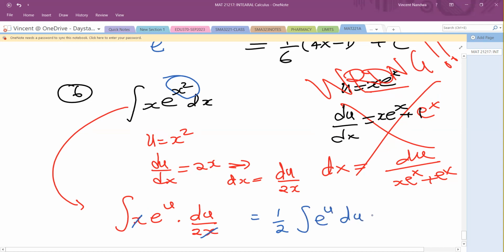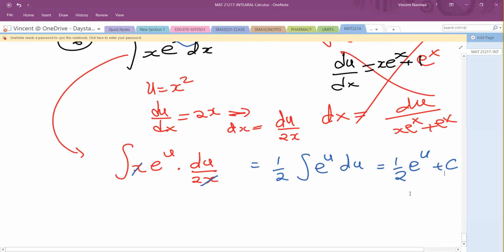Now this is a standard integral, whose value will be? Then you replace this u by x squared, and this will be the answer.